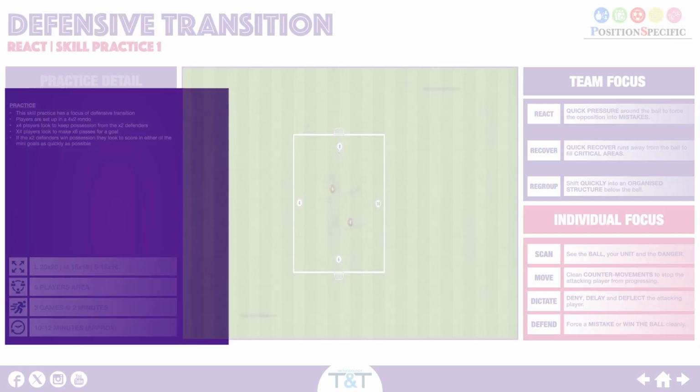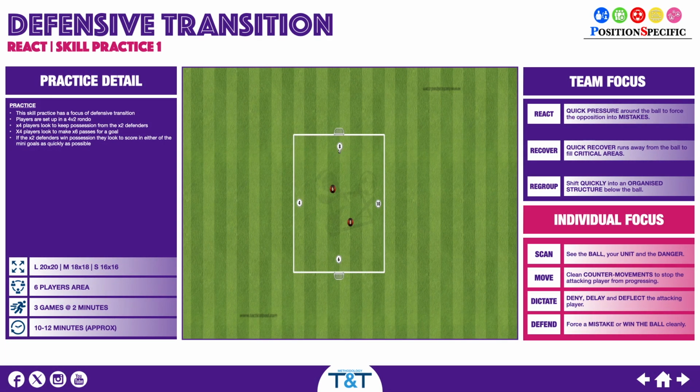So really simple practice to follow up from in terms of that reacting, following up from the previous little practice we did as well. So we kept that same area and kept that rondo theme going of 4v2. This time a little twist on it though. So the 4 players in possession were attempting to keep 6 passes away from the 2 defenders. If they got 6 passes, they scored a goal. If the 2 defenders won possession, then they could score in either of the mini goals.